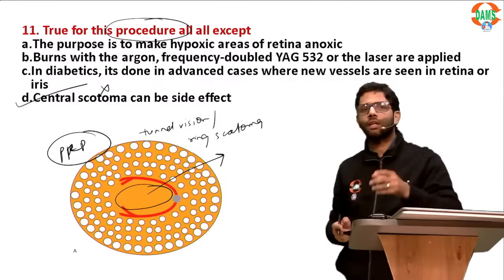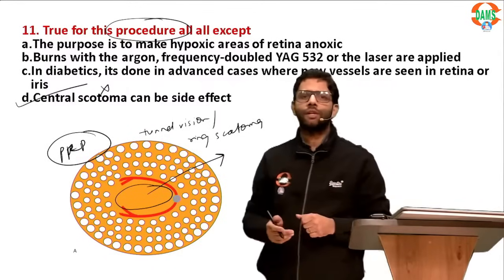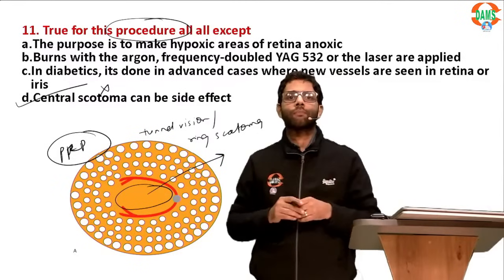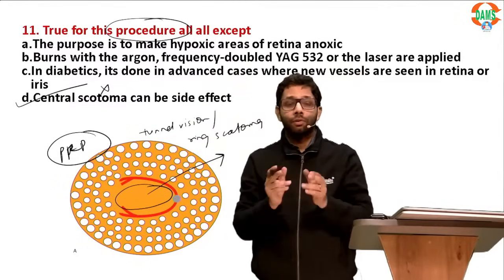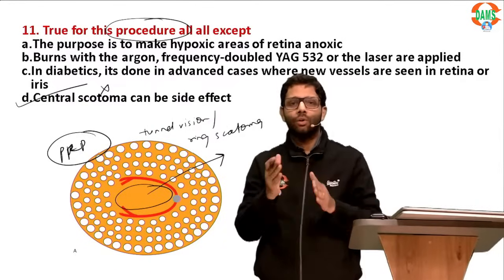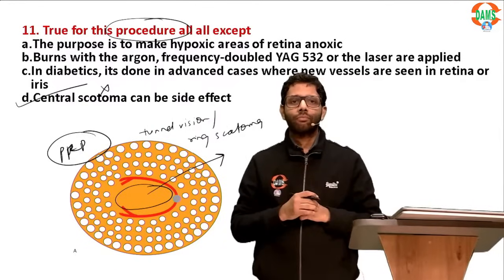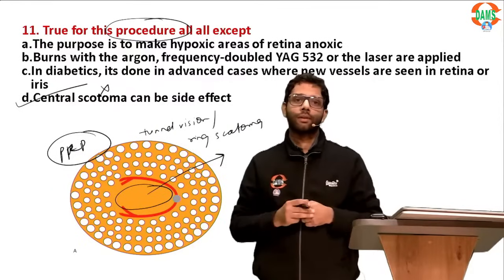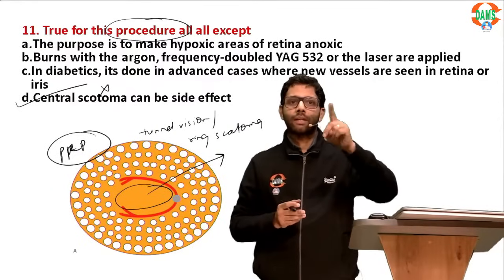What are the differentials of tunnel vision? Quickly revise with me. Tunnel vision differentials: pan-retinal photocoagulation, retinitis pigmentosa. One more: gyrate dystrophy. Biochemistry question: ornithine aminotransferase enzyme deficiency. Advanced glaucoma. And two drugs: anti-malarial, quinine.